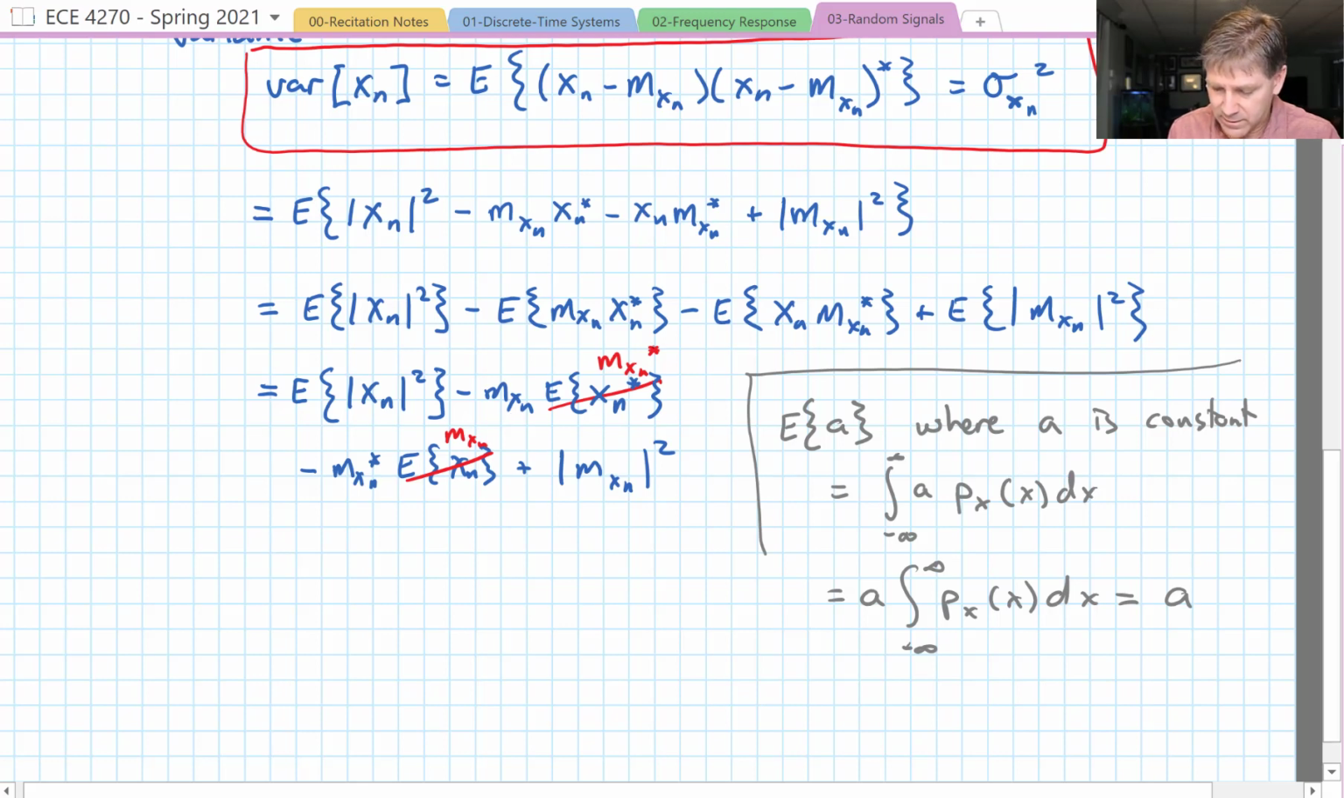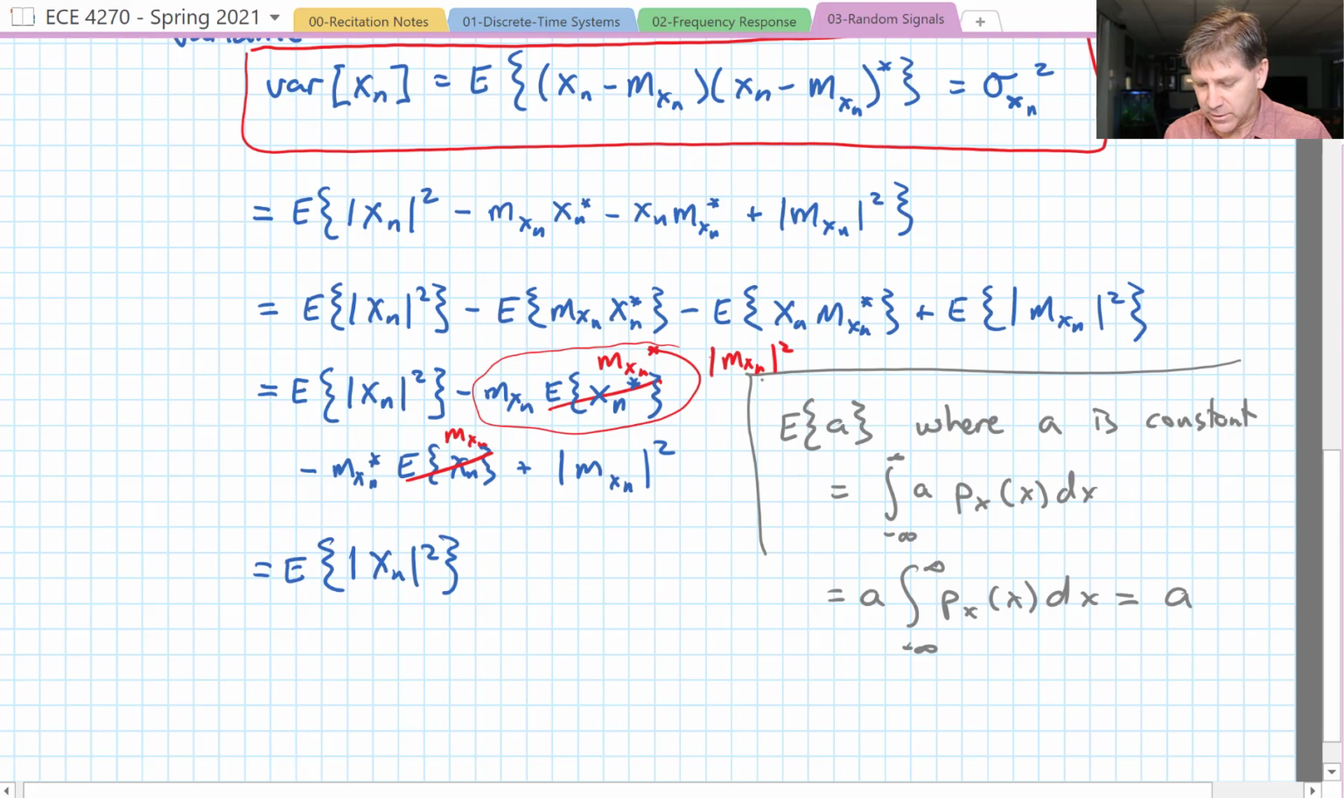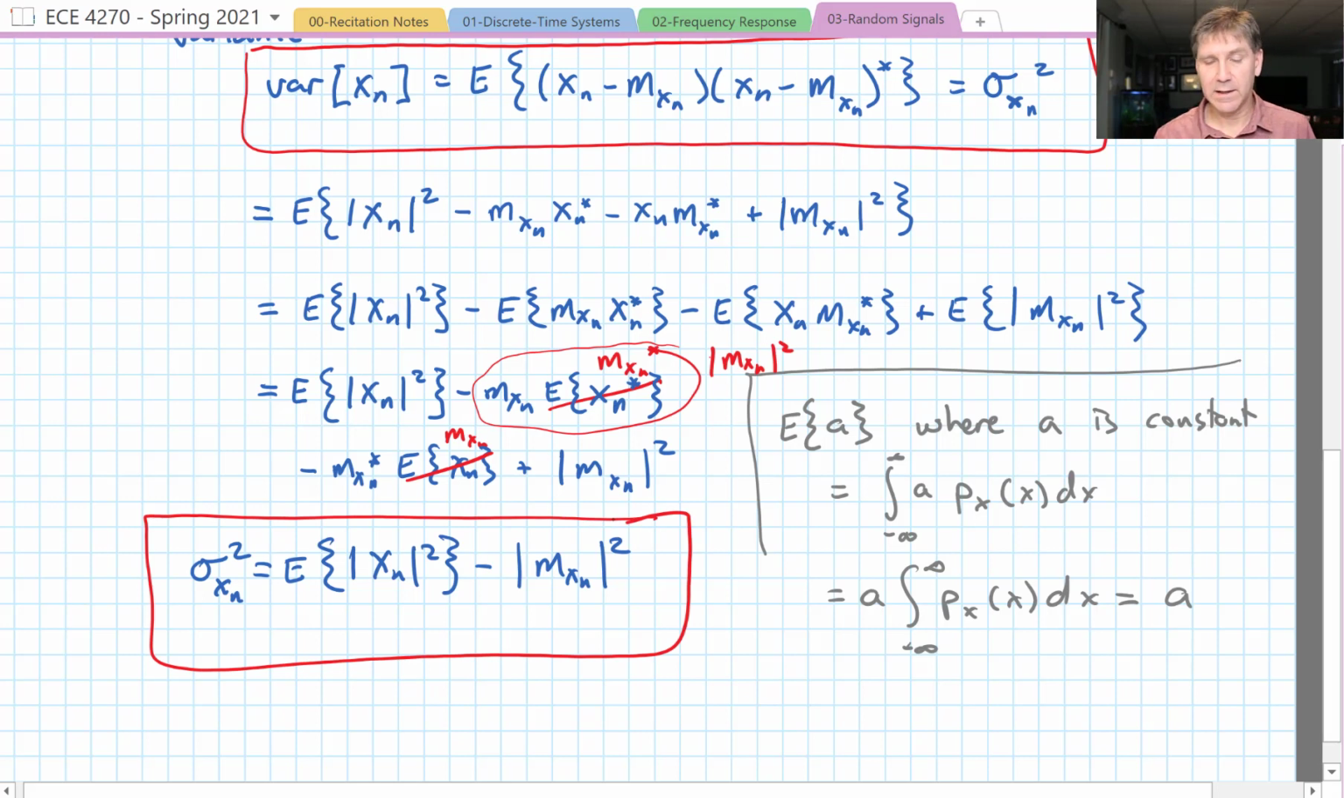So we have each of these values equal to m_x[n] quantity squared. So we have now the expected value of x[n] squared minus 2 times the magnitude of m_x[n] squared plus 1 times the magnitude of m_x[n] squared, which just gives us minus m_x[n] squared. So the variance, which we've already come up with a shortcut way of writing, so let's use it, is exactly equal to that. We can calculate it in either way.